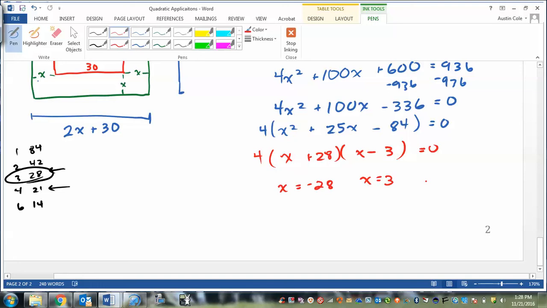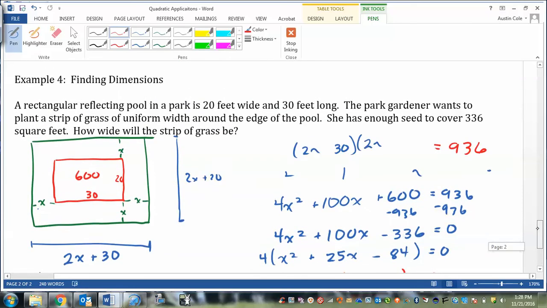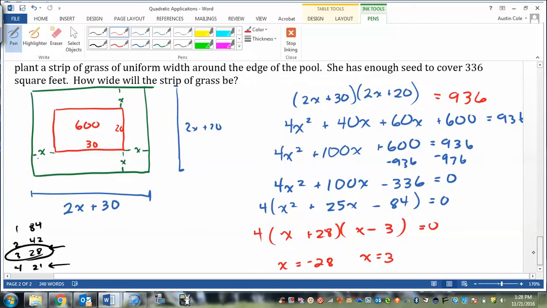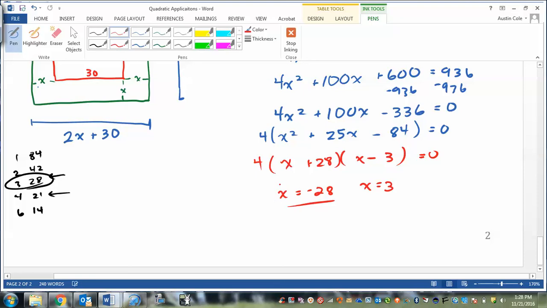Wait a minute, I'm confused. What did I just find? The x's. I found how wide the strip of grass was. Can it be a negative? The strip of grass is 3 feet wide.